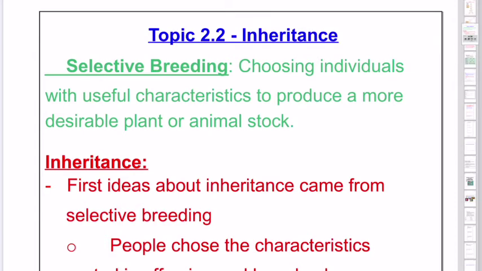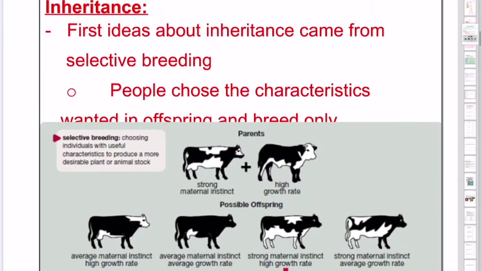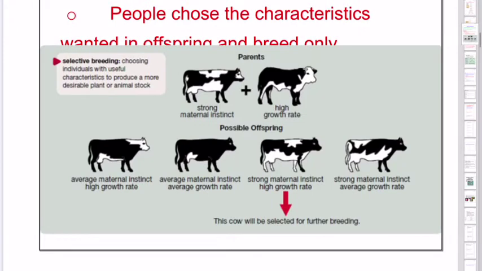This could also happen in plants, so we could pick certain plants, like, I like this type of plant because it looks this way, and use their pollen to cross it with another plant that has specific traits you want. And inheritance, it says the first ideas about inheritance came from selective breeding. People chose the characteristics they wanted in their offspring and bred only those plants or animals.